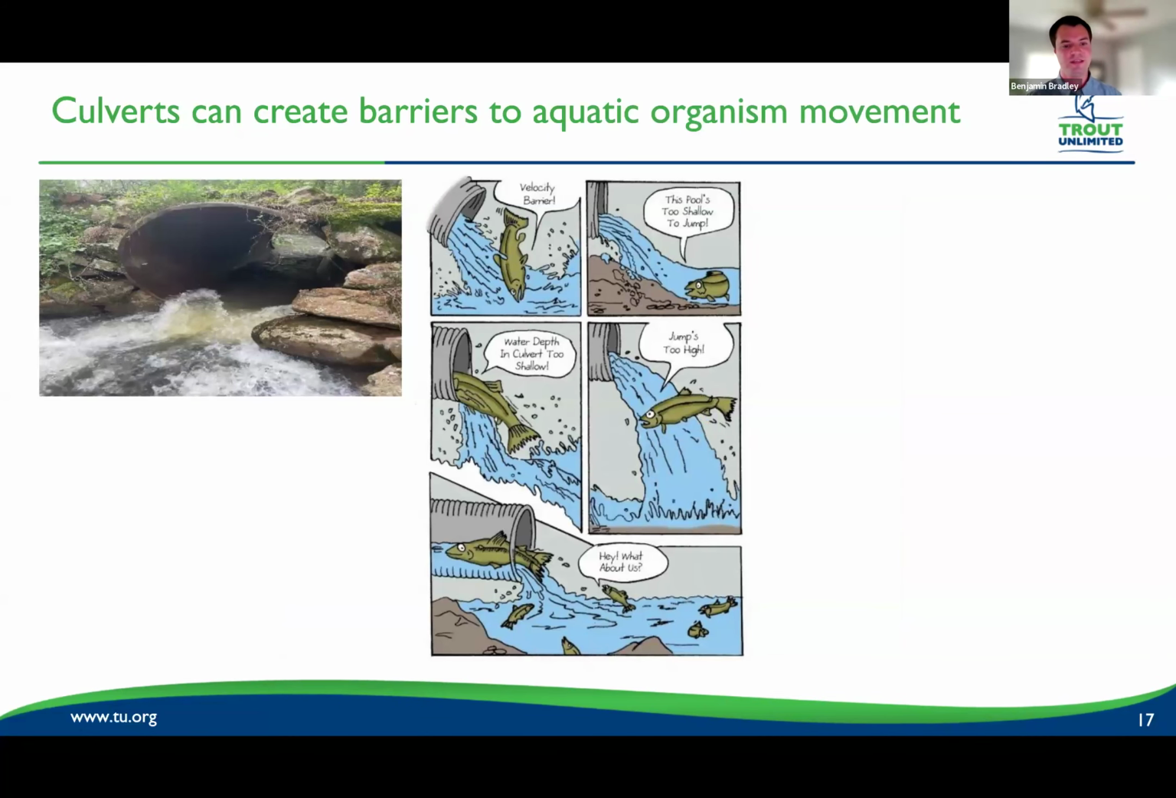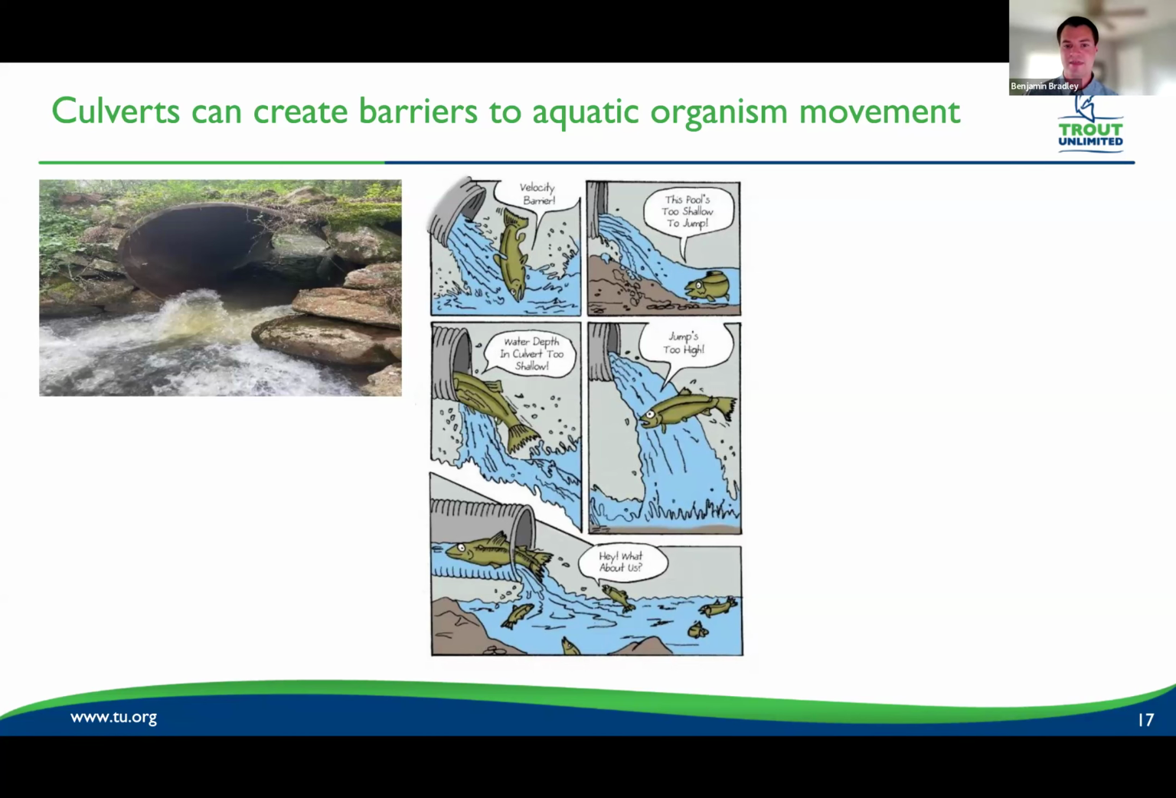But what we have found is that culverts can oftentimes turn into barriers for these aquatic organisms who are looking to move. And the culverts can become barriers in a couple different ways. One way is a velocity barrier. So our first picture here in the top left, you can see water coming out of the outlet. It's moving pretty fast, a lot faster than the water in the stream.